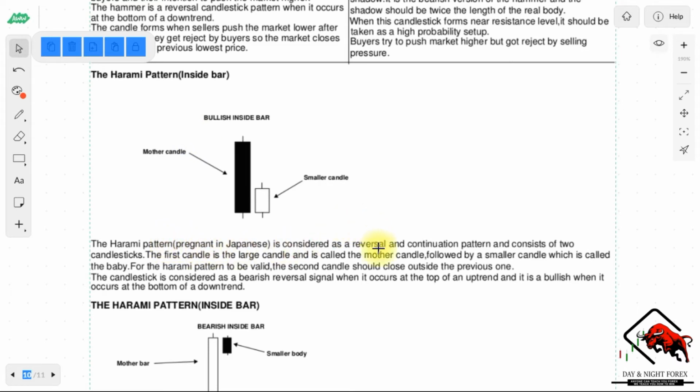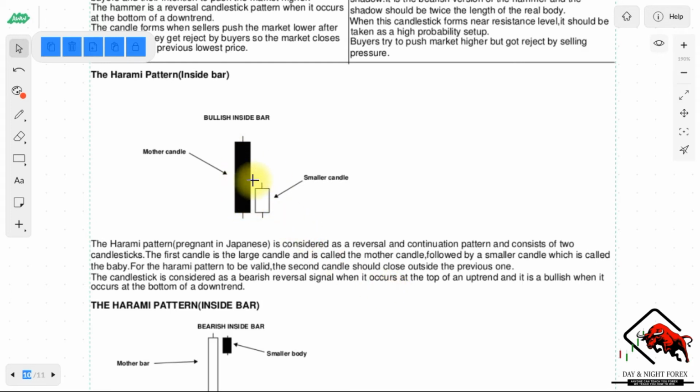So it's considered as a reversal and continuation pattern and consists of two candlesticks. The first candle is a large candle, also called the mother candle, followed by the smaller candle, which is called the baby. For the harami pattern to be valid, the second candle should close inside the previous one. As you can see, it closed inside, with the opening price below the closing price of the previous one. The candlestick is considered a bearish reversal signal when it occurs at the top of an uptrend, and it is bullish when it occurs at the bottom of a downtrend.